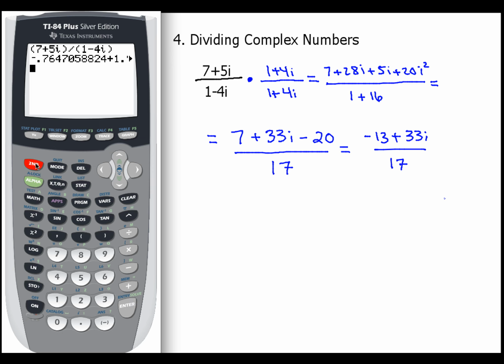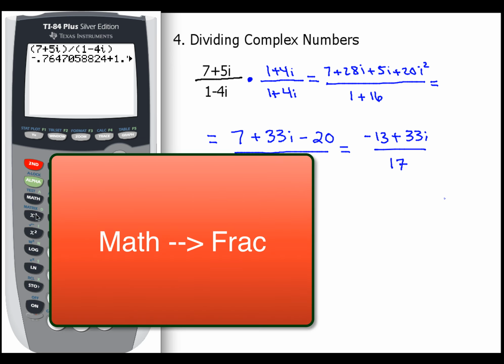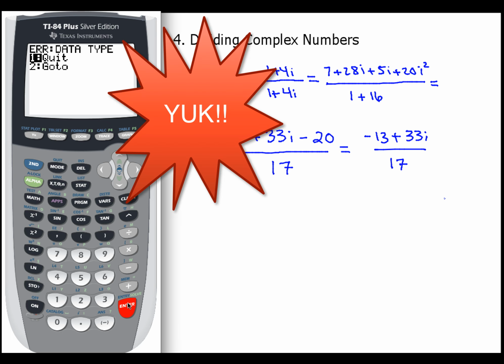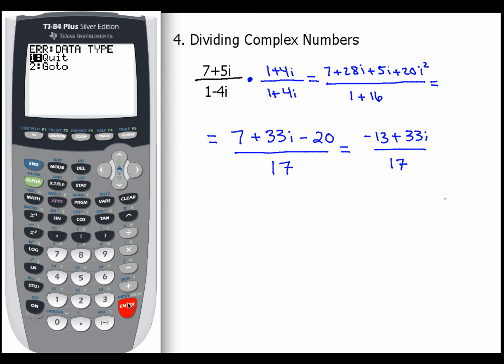So it's like, all right, just use MathFrac. A lot of teachers will talk about that. So you would just hit the math button and then just choose fraction, changes your answer to a fraction, and then yuck, we get this error message that says data type. In older operating systems of the TI-84, you used to be able to just do MathFrac, and that would give you the answer. With complex numbers, that doesn't work.